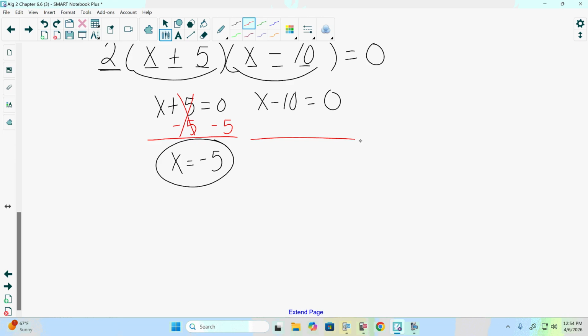Now we're going to do the same thing with the x minus 10, but this time we're going to add 10, telling us x is equal to 10. Questions on how we got these two solutions?